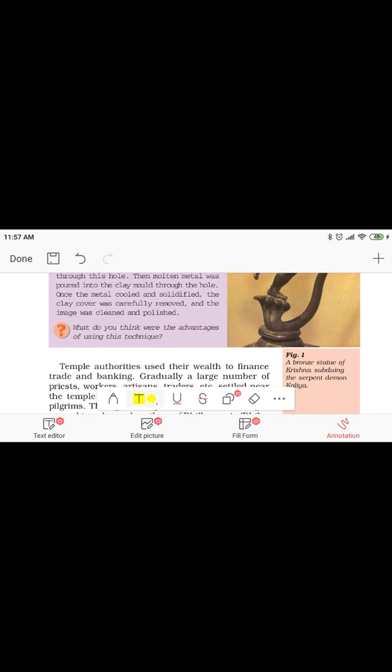What do you think were the advantages of using this technique? Now the first advantage we can write is it was very accurate. Yes, and it produced splendid statues. You can see right over here the splendid statues, and the bell-like sound was great.